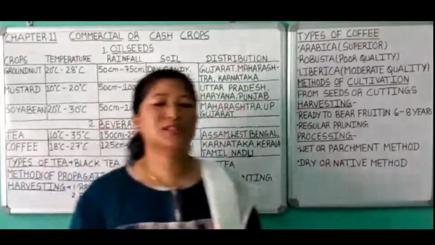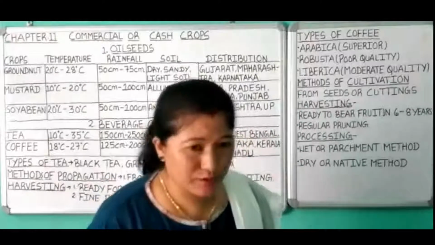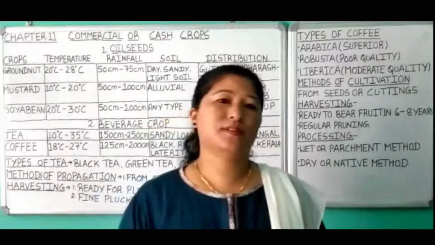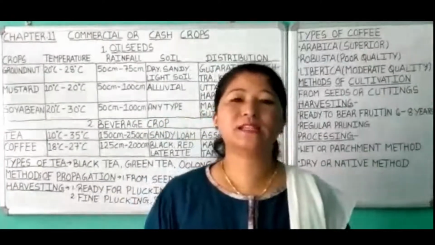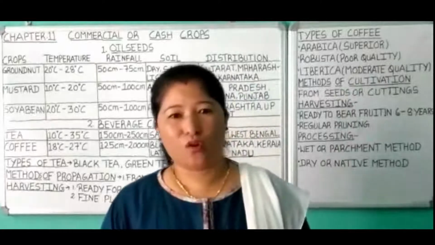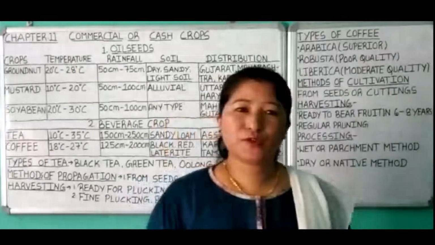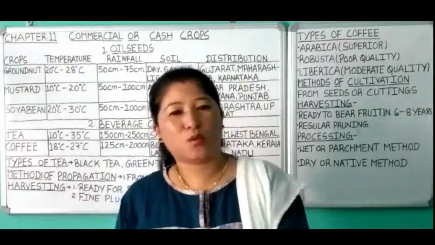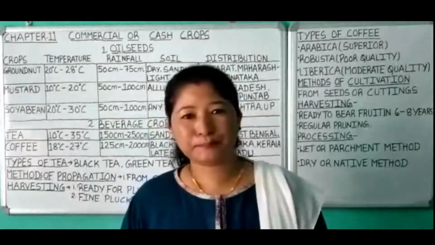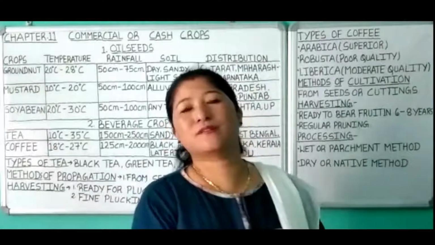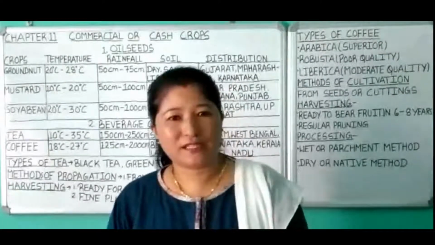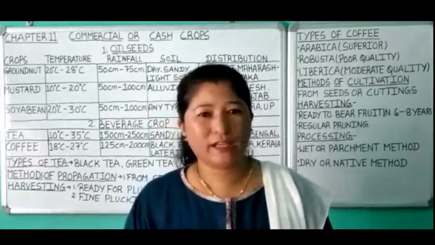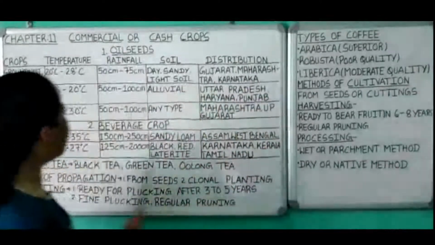Now, what is the importance of oilseeds in our country? Number one, the main purpose of growing oilseed is to extract cooking oil. Number two, after crushing, whatever residue is left over serves as cattle feed, which we call oil cake. Now we'll move on with the beverage crops.